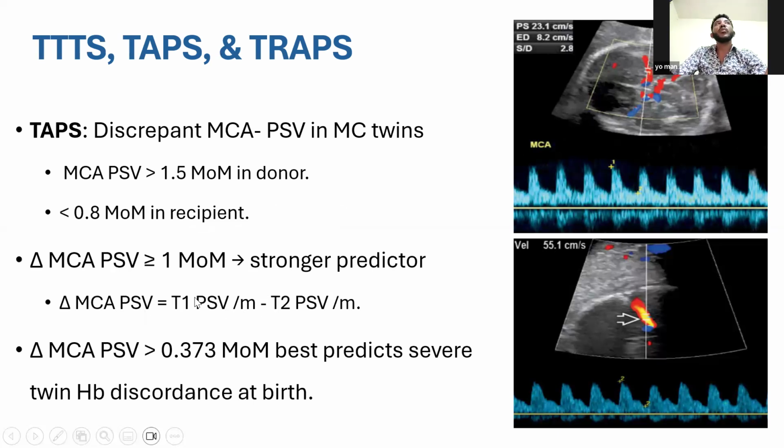First of all, you will measure the peak systolic velocity for twin 1, then you will subtract the peak systolic velocity for twin 2, and then the change in multiples of median will be calculated here. Generally, a change in middle cerebral artery peak systolic velocity greater than 0.3 multiples of median best predicts the severity of twin hemoglobin discordant pairs.